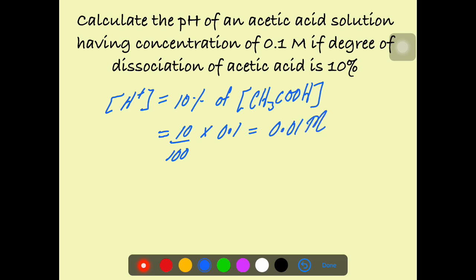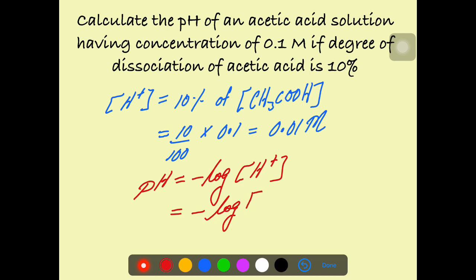So we know the concentration of H plus ion. Now we can very easily calculate the pH using the formula pH is equal to minus log of H plus ion concentration. So negative log of 0.01, and that makes it 2. So the pH of the solution is equal to 2.